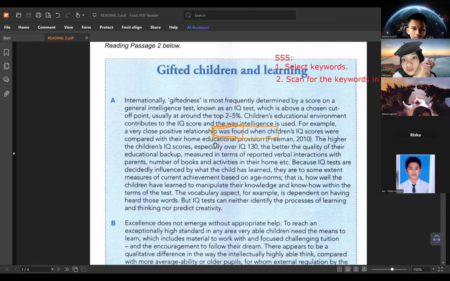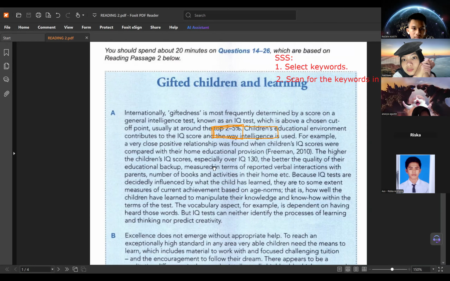Ah, there it is. Domestic. What is the meaning of domestic again? It means house, right? Home. Latar belakang rumah. So domestic synonym or paraphrase is home. And we find it in paragraph A, right?